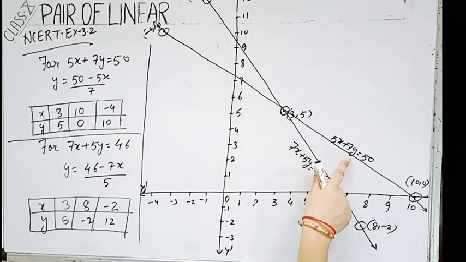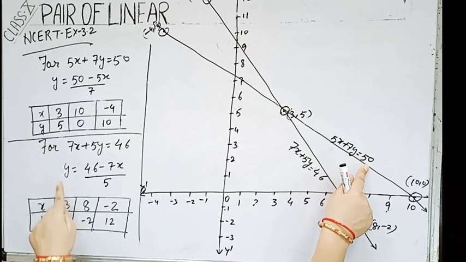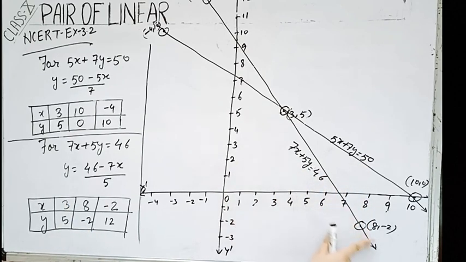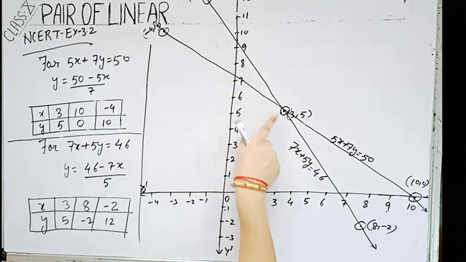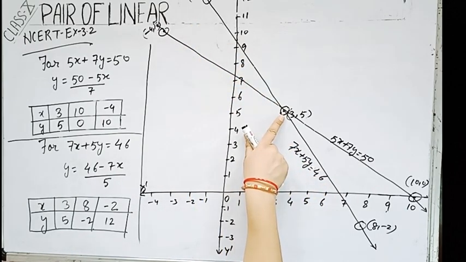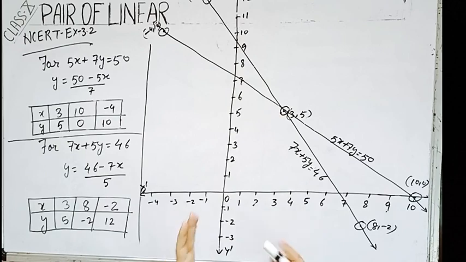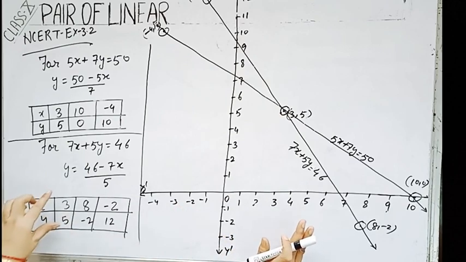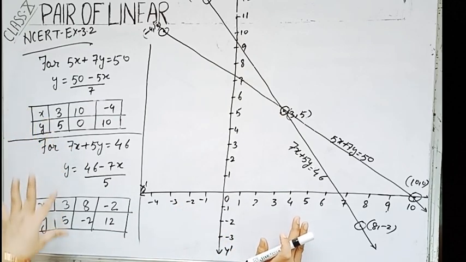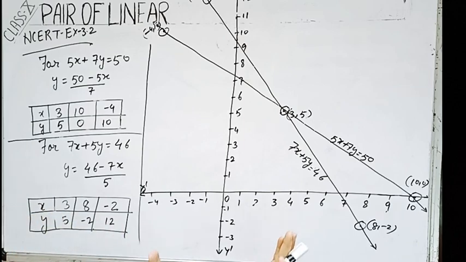I have written over here 5x plus 7y equals to 50. By plotting these points, I got the line, this one, 7x plus 5y equals to 46, this one. Now clearly these two lines are crossing each other at (3, 5). Over here, no need of calculation separately, because by seeing these points also, (3, 5) is common to both. So the graphical solution also is saying the common point is (3, 5).